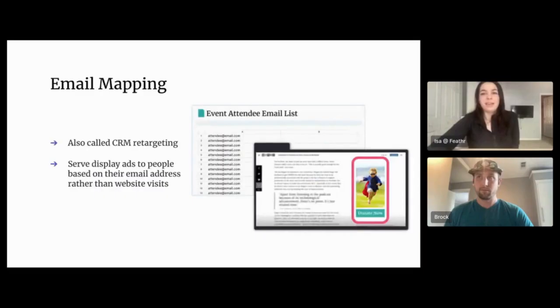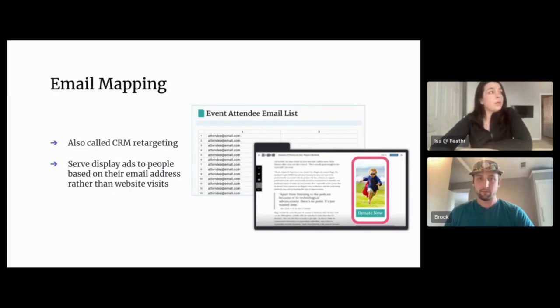Okay, and then I think this is our last campaign type. So in Feathr, we call this email mapping. You might have also heard it called CRM retargeting. That's another common name for it. This is basically a way of expanding your audience by serving ads to people whose email addresses you have, but who might not be opening your emails, might not be coming to your site.